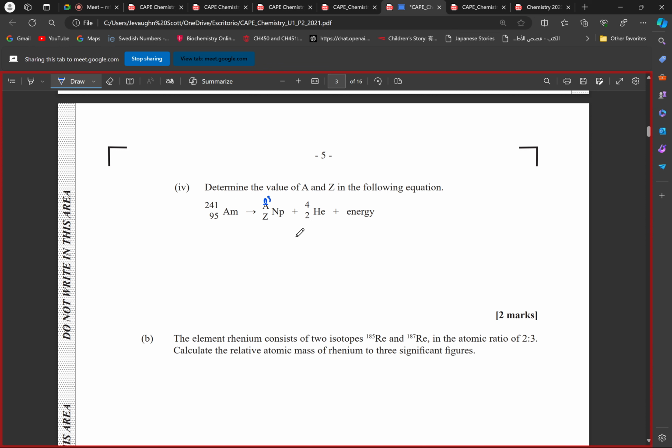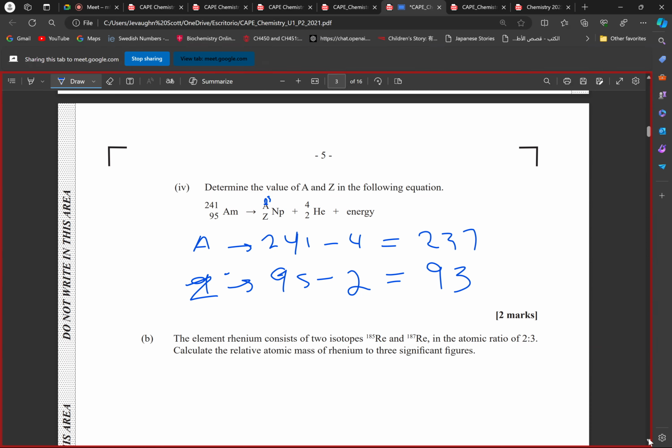So A should be 241 minus 4, which is equal to 237. And then here our 95 needs to be decreased by what? For Z, by 2. 95 minus 2 is 93. All right. Moving on.